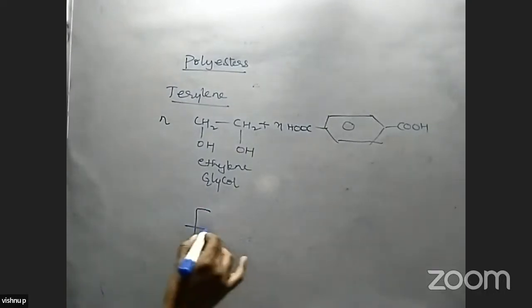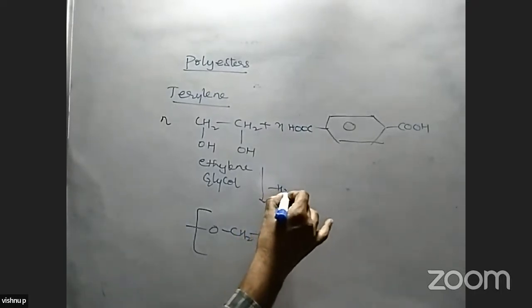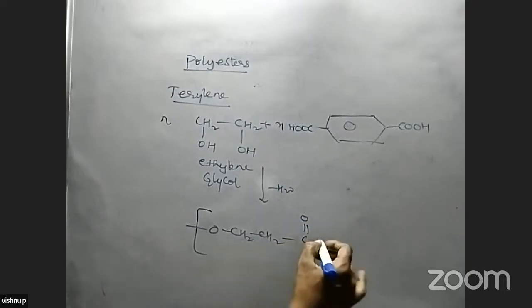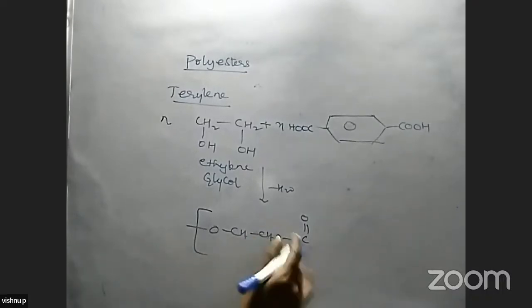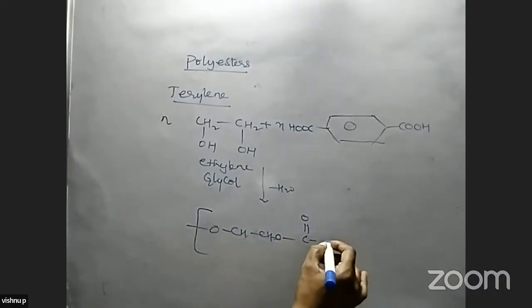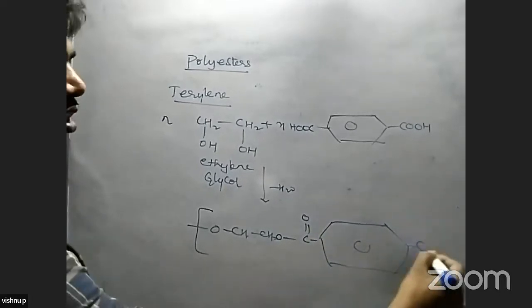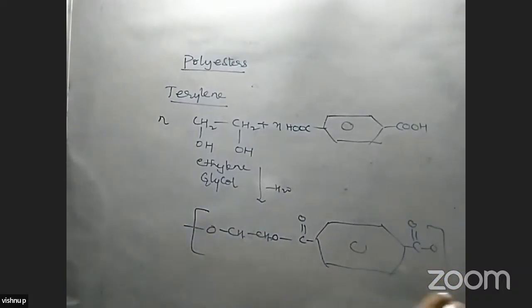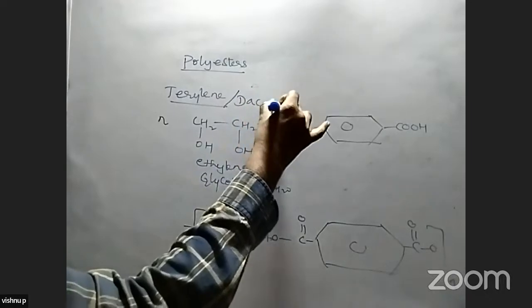So what is the polymer formed here? OCH2CH2, where water molecules are separated, then CO, with the benzene ring and the COO group present, with n number of molecules. This is called Terylene, or one more name, Dacron.